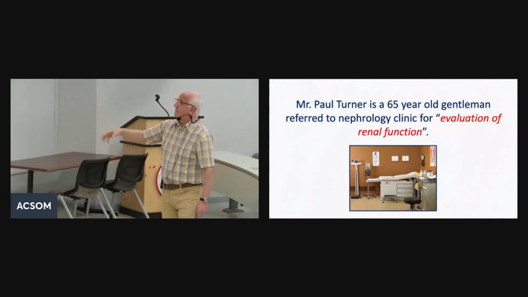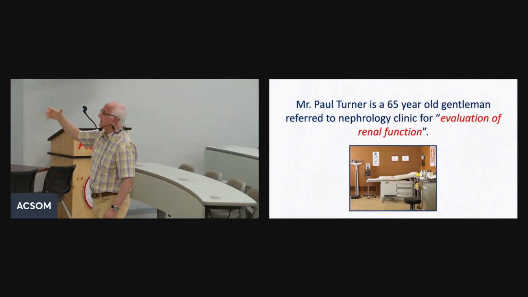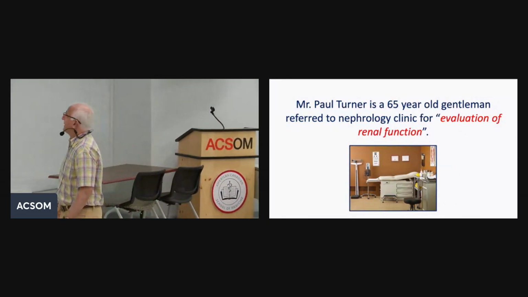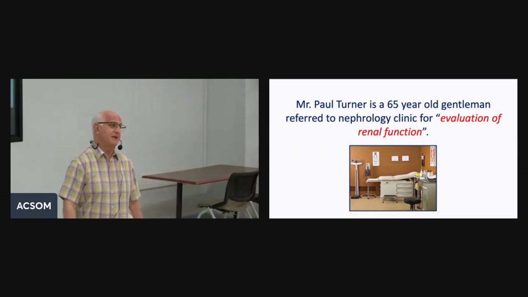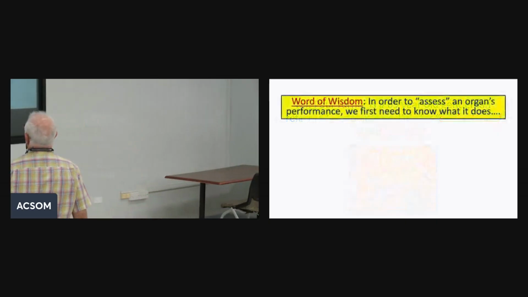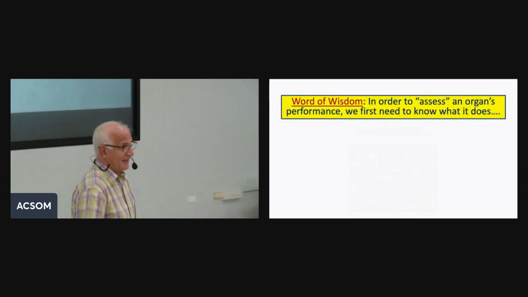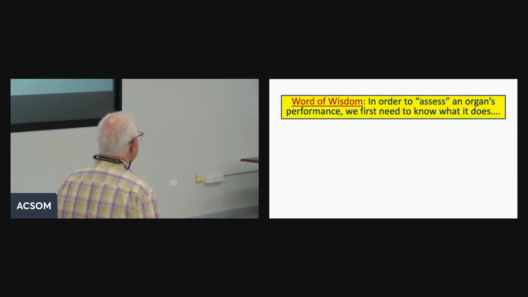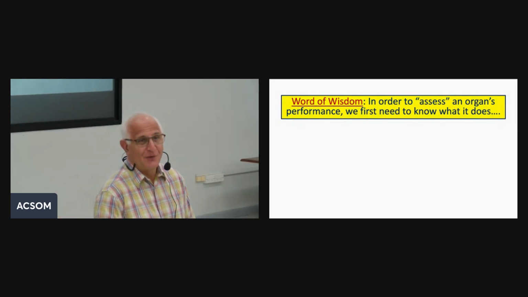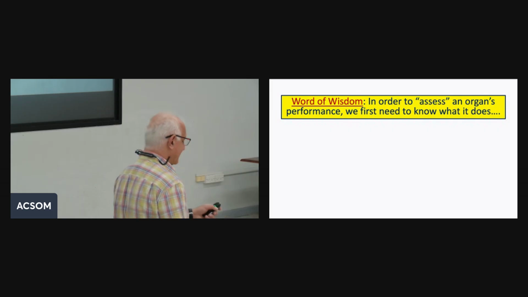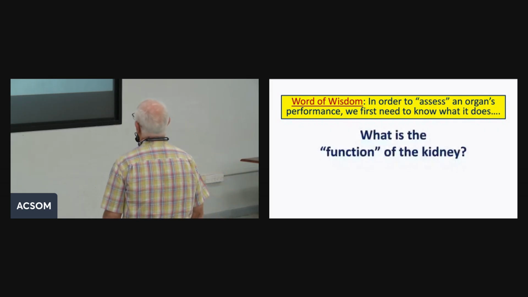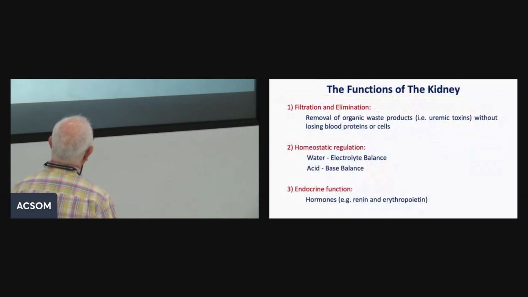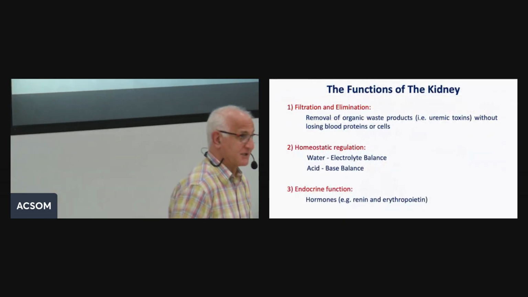Let's start with a case. So we have Mr. Paul Turner, a 65-year-old gentleman who is coming to our nephrology clinic for evaluation of renal function. Okay, so word of wisdom. If we want to know how to assess an organ's performance, we first need to know what its function is, right? To assess the function, what is the function of the kidney? The function of the kidney is filtration and elimination.